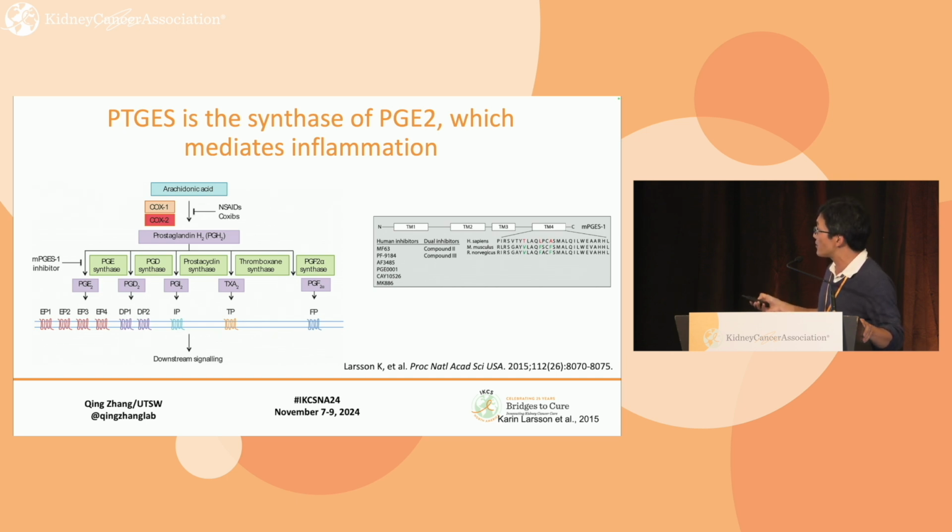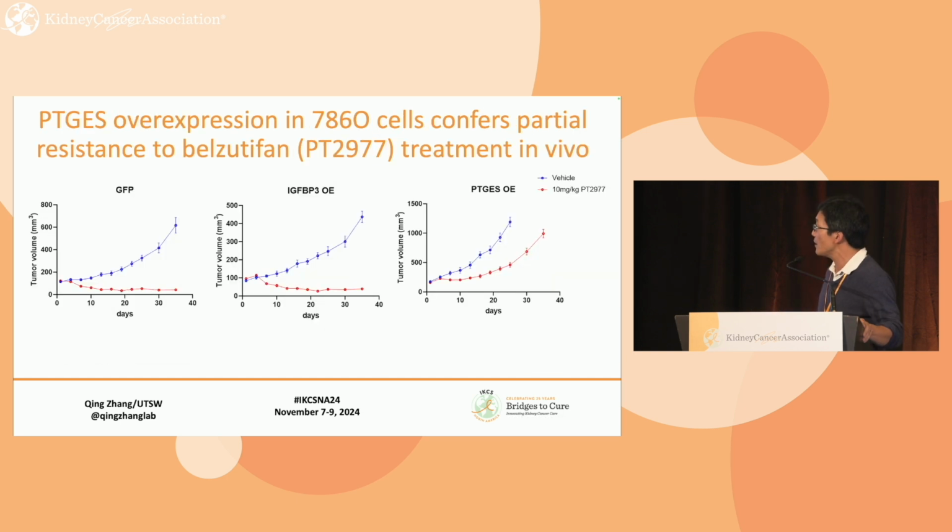PTGS is actually sensitive for PGE2, which mediates inflammation pathways, as shown here on the left. There are also plenty of inhibitors that could target this PTGS, so that's something we're particularly interested in. In this case, we do want to perform some functional assays.